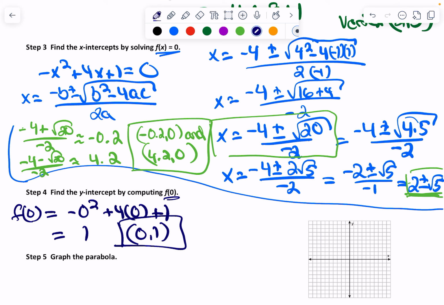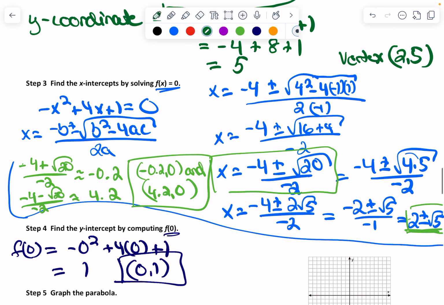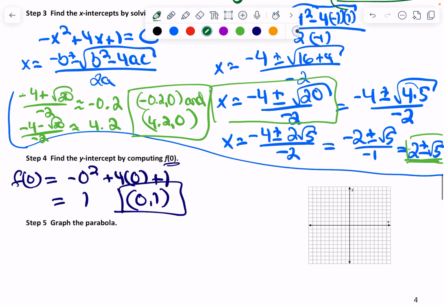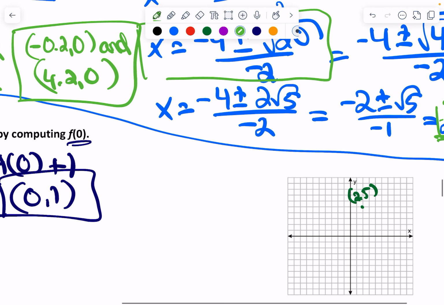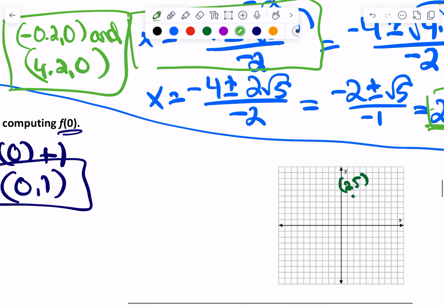Okay, now we're going to start plugging in the points. Our vertex is 2, 5. So we're going to go ahead and plug that in here. 1, 2, 1, 2, 3, 4, 5, right here. 2, 5. And then we're going to plug in the x-intercept, so negative 0.20. We're doing decimals, so it's going to be an estimate somewhere here. 4.2: 1, 2, 3, 4.20 is going to be right here. About.